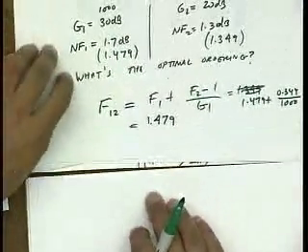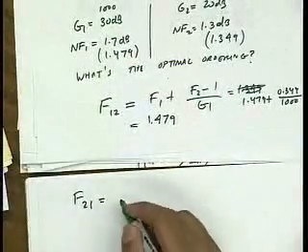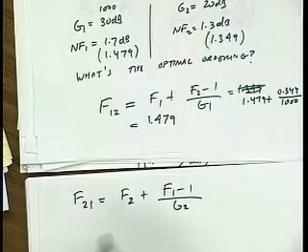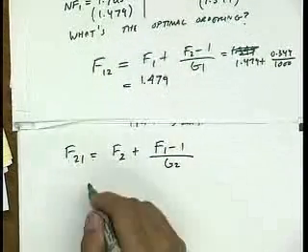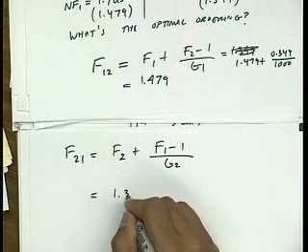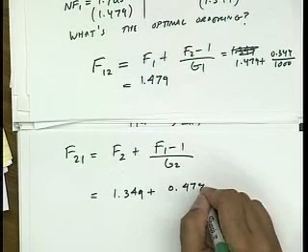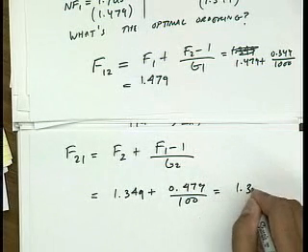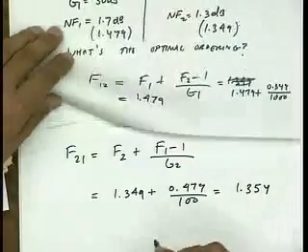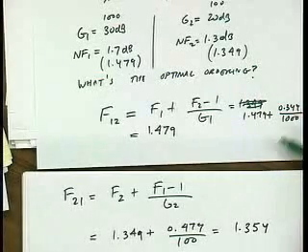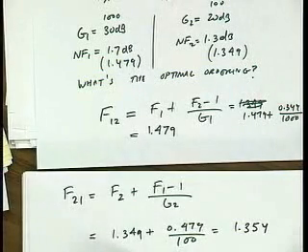Well, what about if we take F21? Well, F21 is F2 plus F1 minus 1 over G2. Now, don't get confused here, right? This is not the general formula. But if we plug in numbers, F2 is 1.349 plus F1 minus 1 is 0.479. Now the gain is only 100, so I get 1.354. So I get a noise that's slightly larger than it was before, but still smaller than the other amplifier. So that means that order 2-1 is better. That's it. That's the answer to the problem.